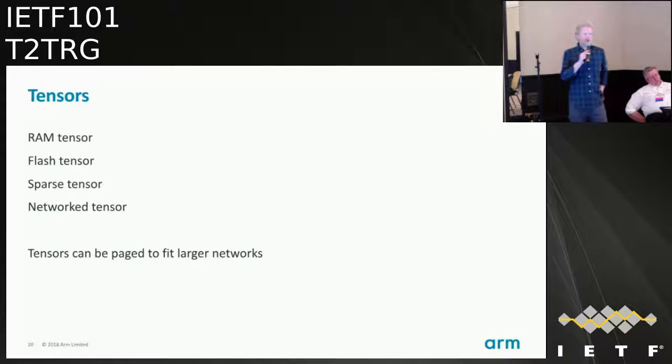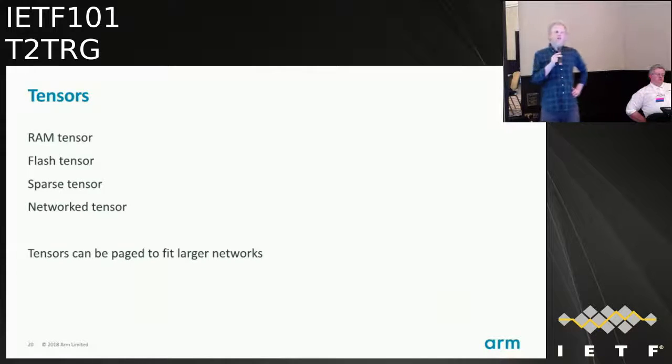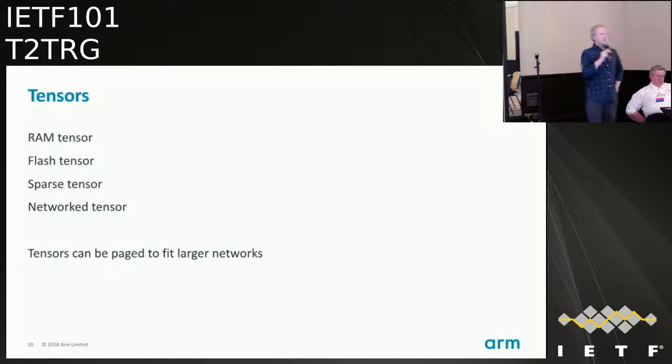The tensors that we have right now: in TensorFlow, everything is RAM-based, because often you run this on a machine that has enough RAM. A couple of ways of tricking that is that we also have flash tensors, where they can read from flash, of course, at the sacrifice of speed. The sparse tensors, and there's also network tensors, which I figured might be interesting here for people in IETF.